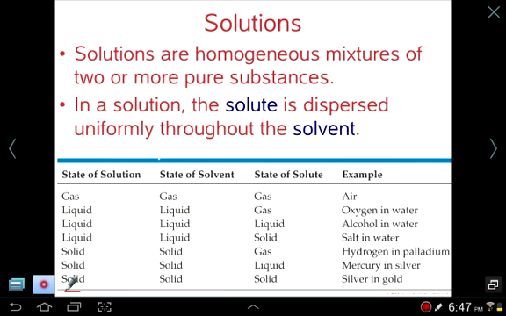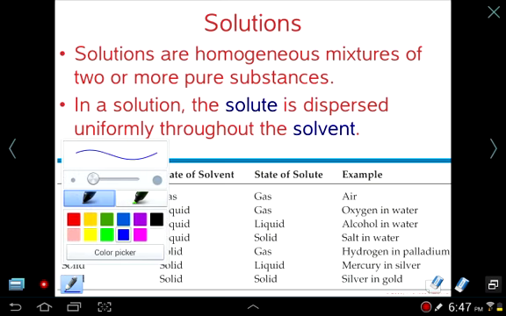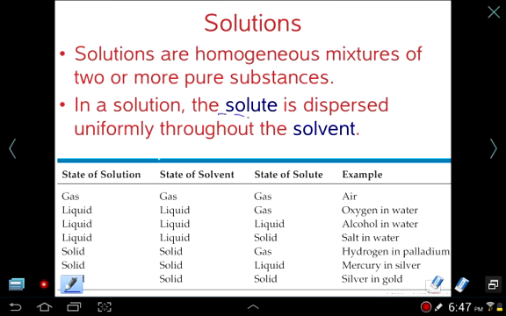Now, any solution has two parts. The solute is what is dispersed in the solvent. So the solvent is what's doing the dissolving, and the solute is what is dissolving. And most of the time, you have more solvent than you have solute. The way to think about this and remember it, you can think about the word solute having 1, 2, 3, 4, 5, 6 letters, and the solvent having 1, 2, 3, 4, 5, 6, 7 letters. So what you have more of is what's doing the dissolving.